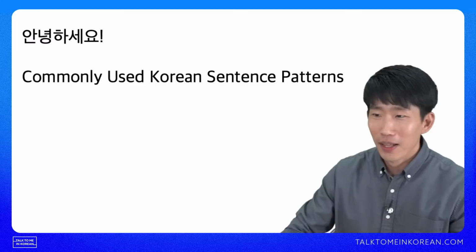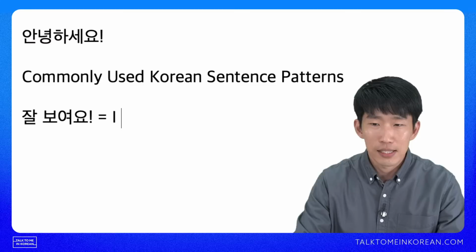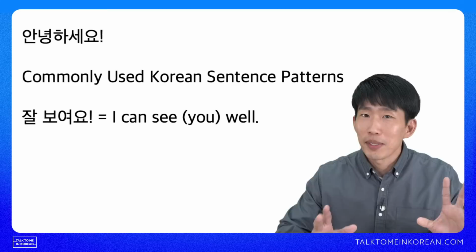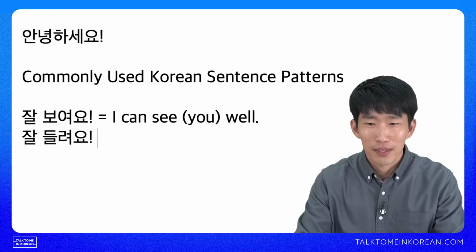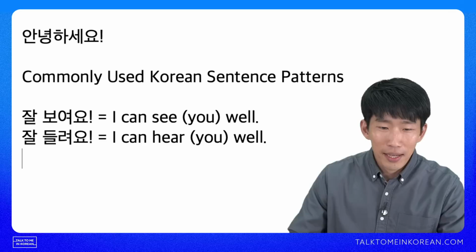여러분, 잘 보이세요? So if you can hear me well or see me well, you can say 잘 보여요. I can see you well, or it can be anything. I can see you well, which literally means you are well seen. It's in the passive voice. 잘 들려요. I can hear you well. Or in a more literal translation, you are heard well.